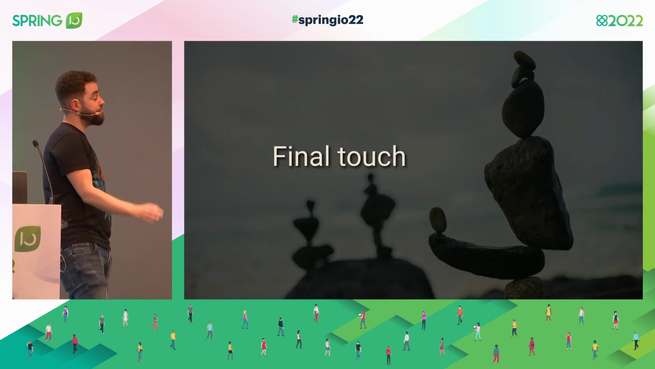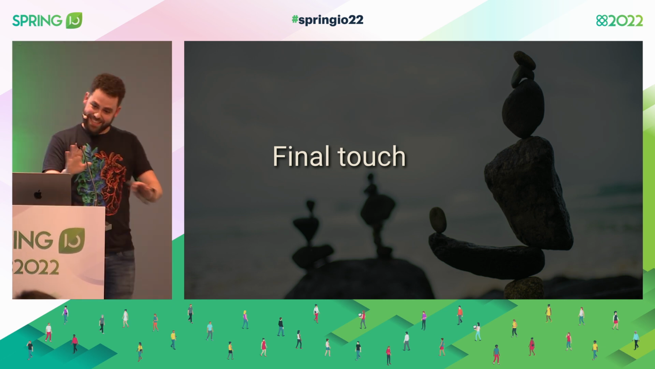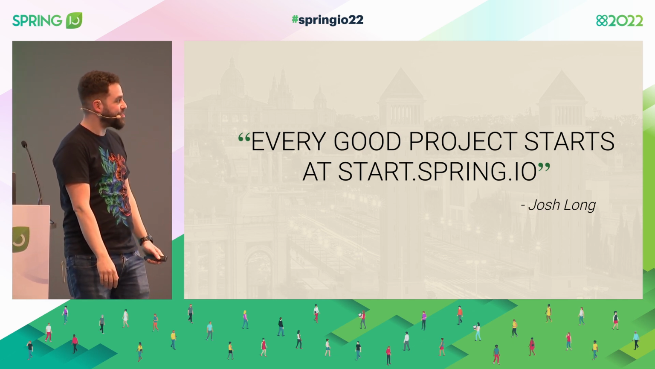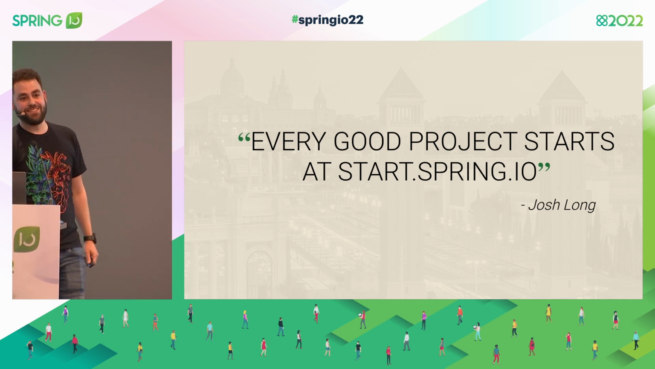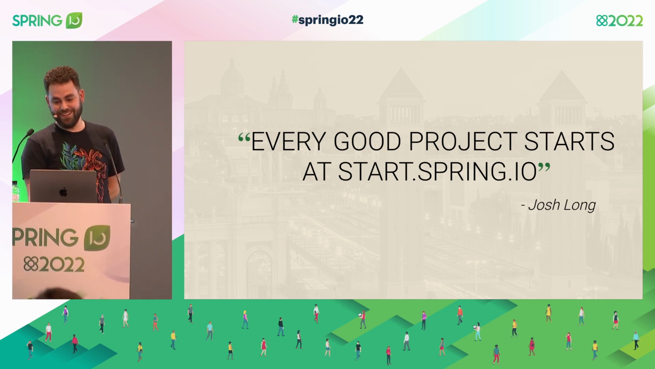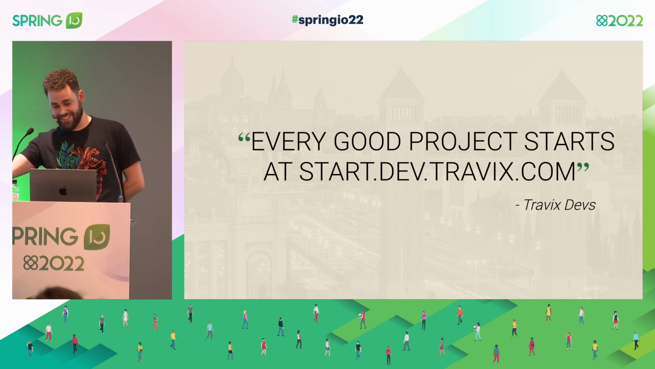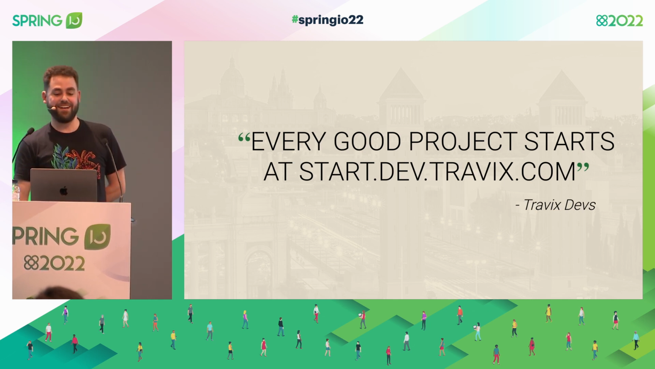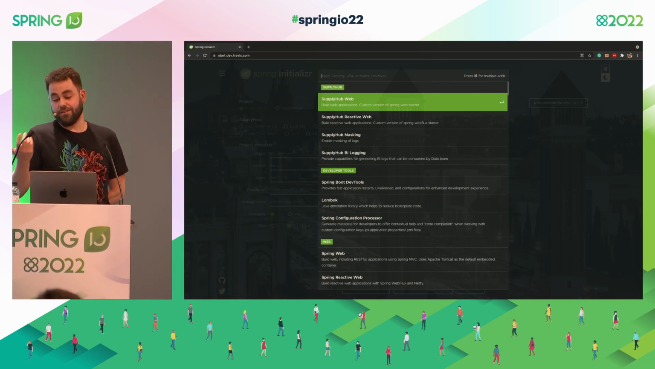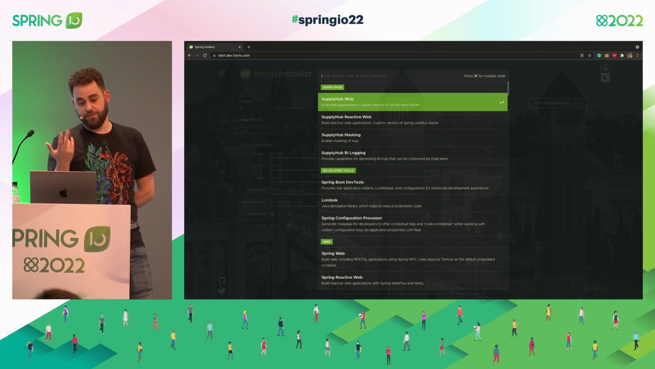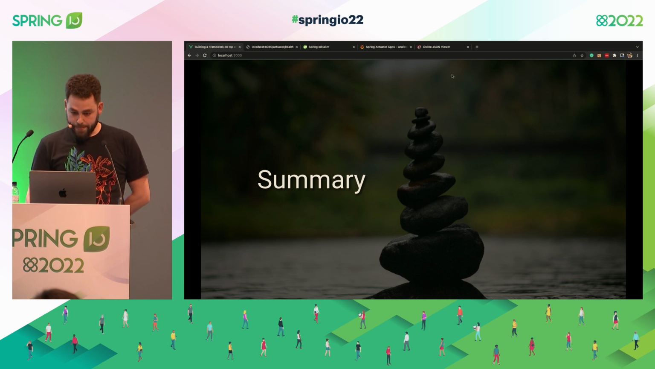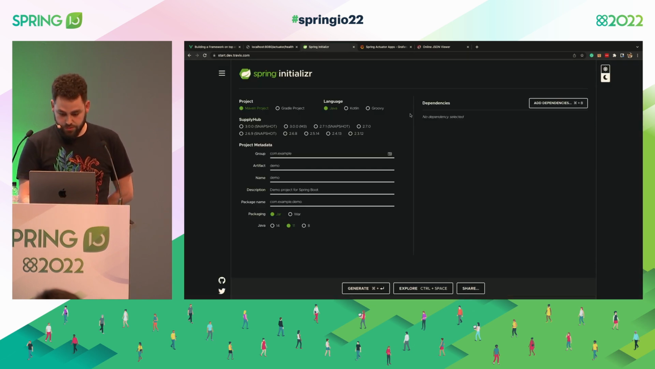Okay, and now just the final touch. We have already seen almost everything. Every good project starts at the initializer, right? It's also the second best place on the internet, because the first one is this. At Travix, we have this saying, just a joke. What I mean is that we have our own implementation, actually a very, very light fork of the initializer that I can show you very quickly. Let me try to zoom in a bit.